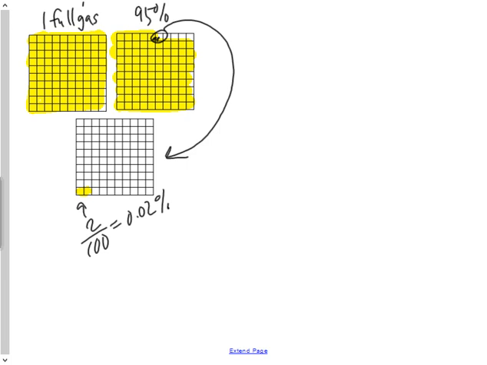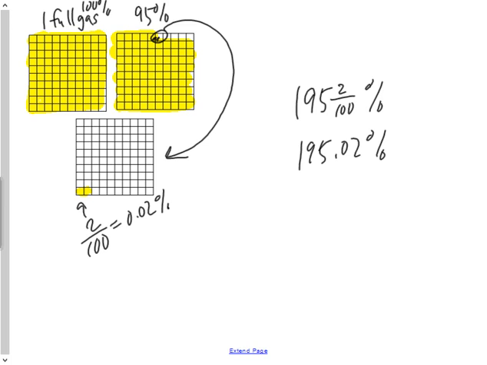So we have one full gas tank, which is 100%. We have 95%, which is 195%. And we have 2/100ths of a percent. So you could write it 195 and 2/100ths of a percent. Or if you wanted to really write this a different way, which is probably not going to be written very often, 195 and 1/50th of a percent. They're all the same answer. Not quite 196%, but a little bit more than 195%.